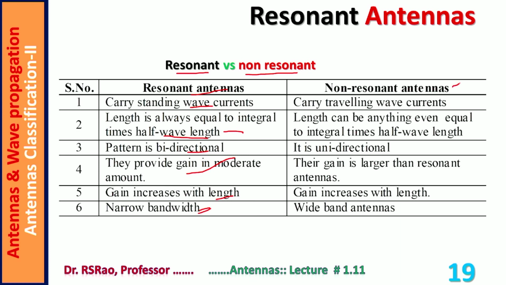Whereas non-resonant antennas carry traveling wave currents. Notice, here it is standing wave current. Here it is traveling wave current. Length can be anything, not necessarily equal to integral times half wavelength. There is no restriction on the length. Pattern is unidirectional. Gain is larger than resonant antennas. Gain increases with length. These are broadband antennas.